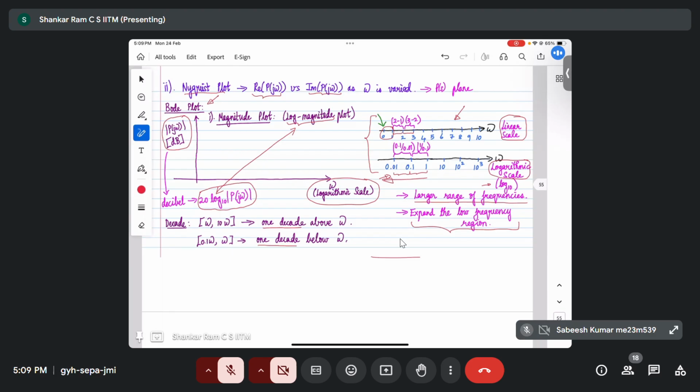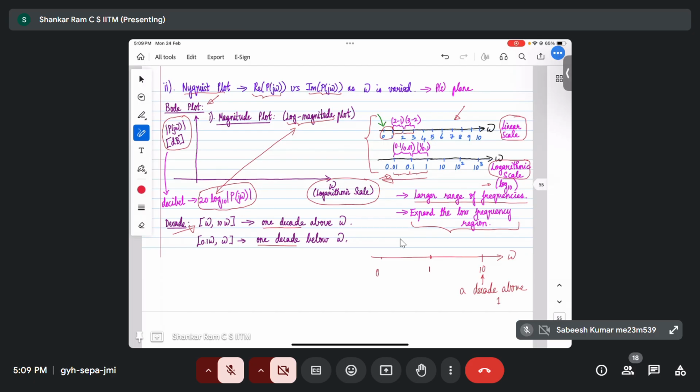Now you and I should learn some terms, what is called as 1 decade above and below a frequency. So let us say on the logarithmic scale, if I take some frequency 1, okay, 1 to 10 means 10 is 1 decade above 1. If I take a particular frequency omega and multiply it by 10, the range omega to 10 omega is called 1 decade above the frequency omega.